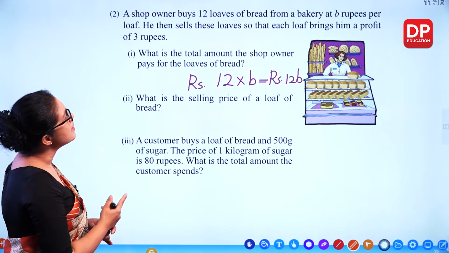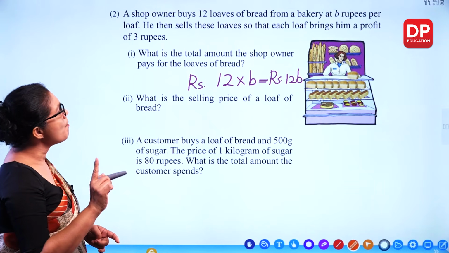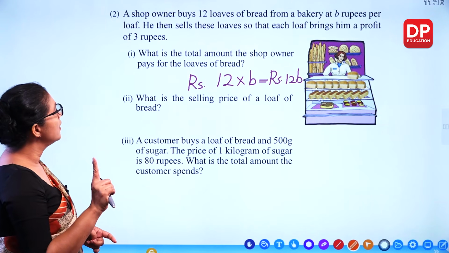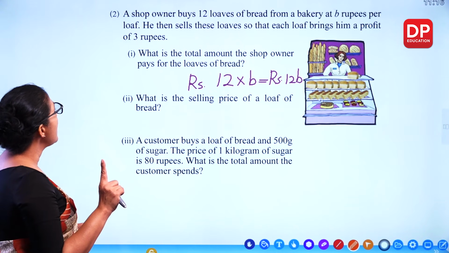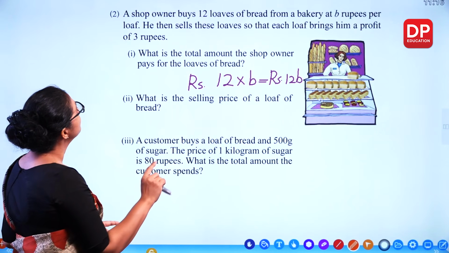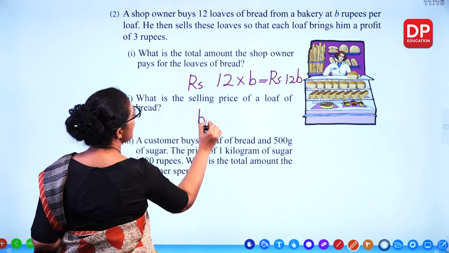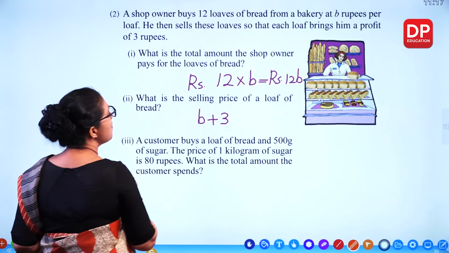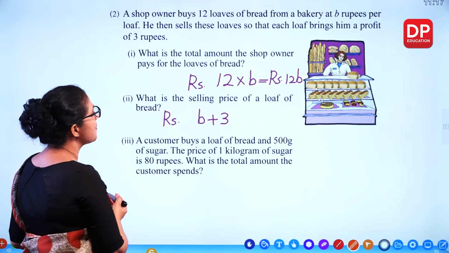What is the selling price of a loaf of bread? So he takes a profit of 3 rupees from each loaf. The buying price is B. That's B plus 3 rupees.